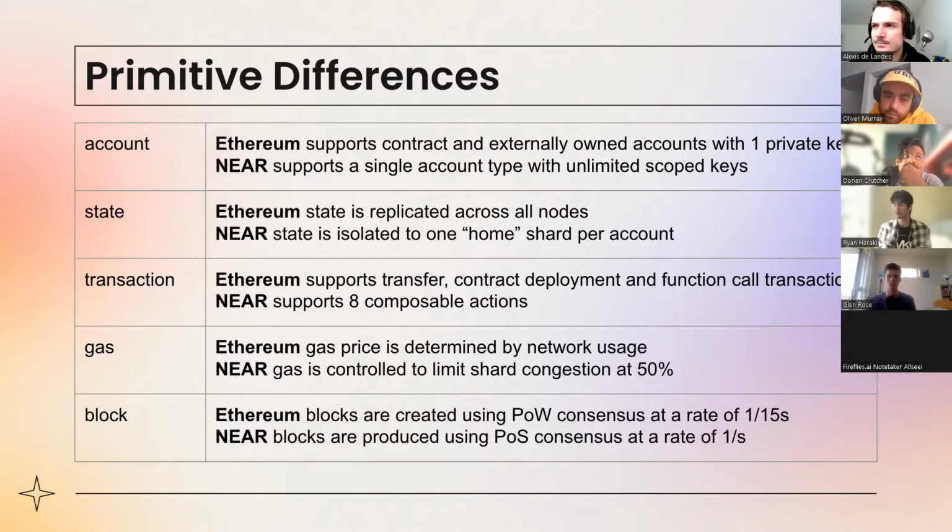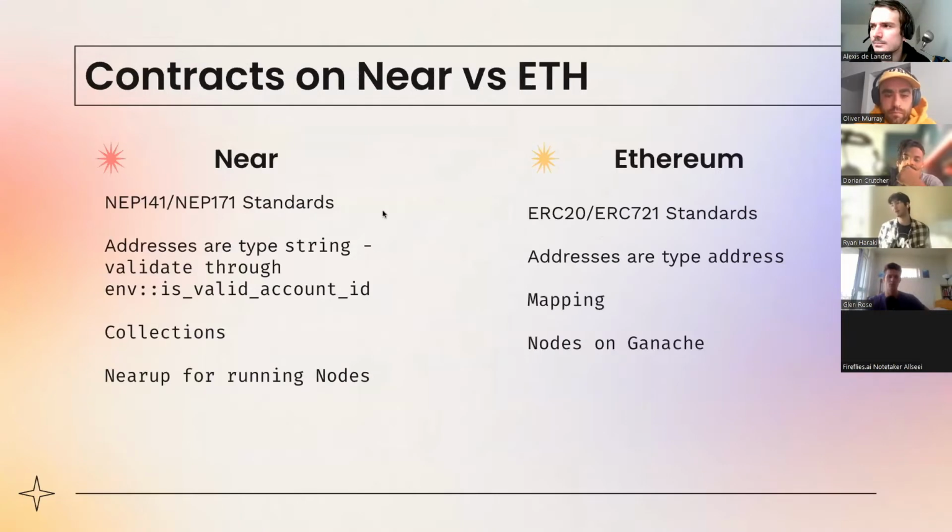And then for blocks, Ethereum blocks are created using proof of work consensus, although they are planning to switch to proof of stake, which Near is using, although we don't really know the timeline for that. They're doing that at a rate of 1 every 15 seconds. On Near, you have blocks being produced using proof of stake at a rate of 1 block per second, so considerably faster.